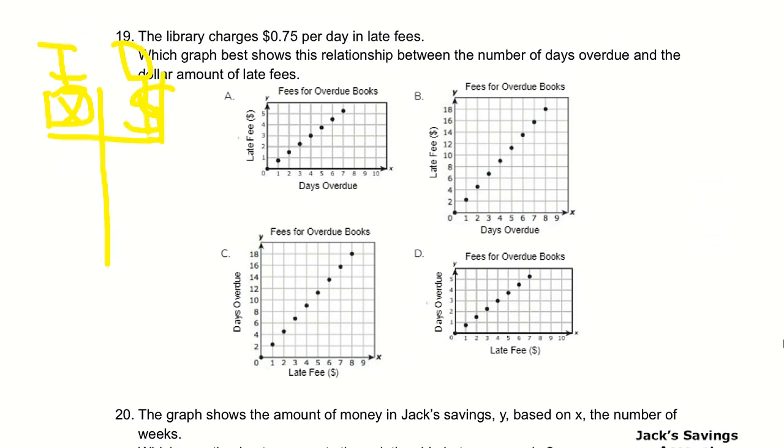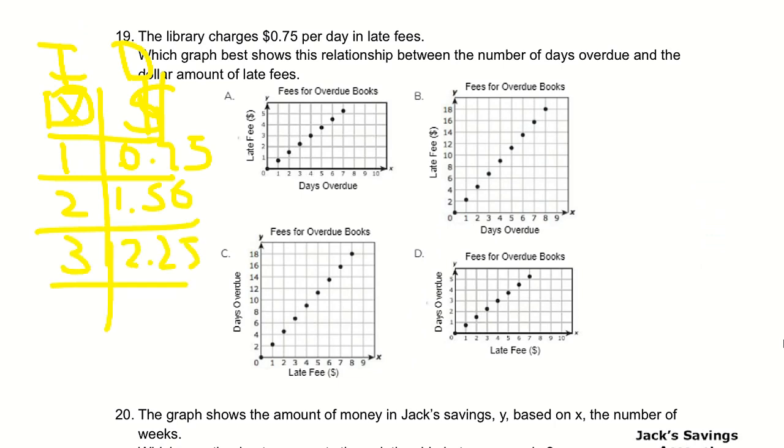So days and money. So 1 day would be 75 cents. 2 days would be $1.50. 3 days would be $2.25. Let's just go to 5. Is that okay with everybody? Yes. $3 for day 4.